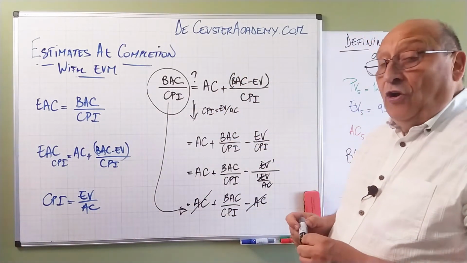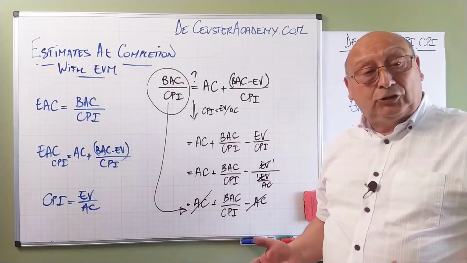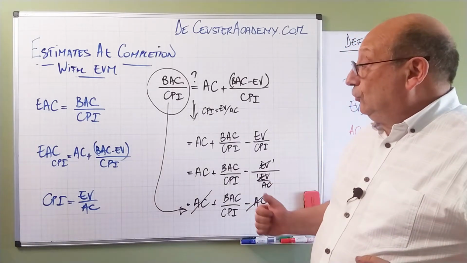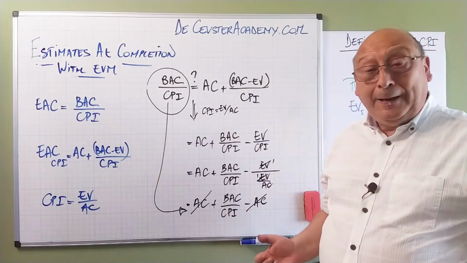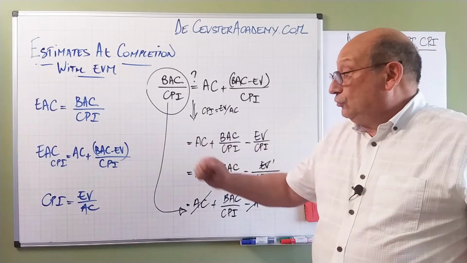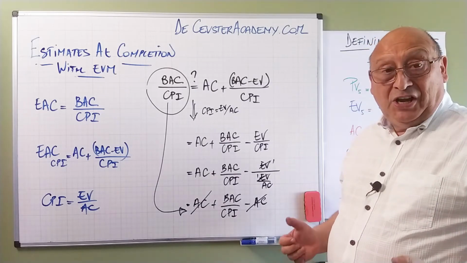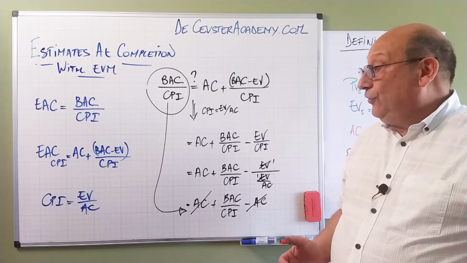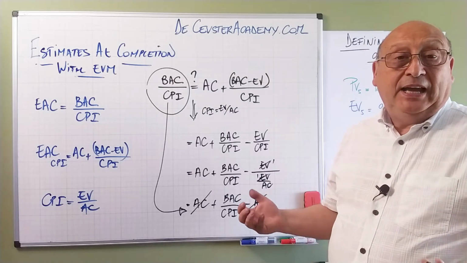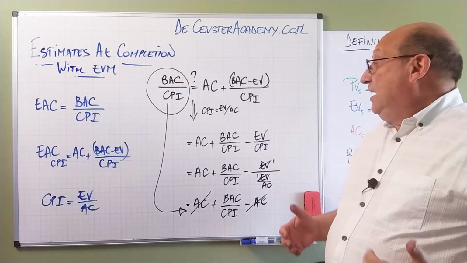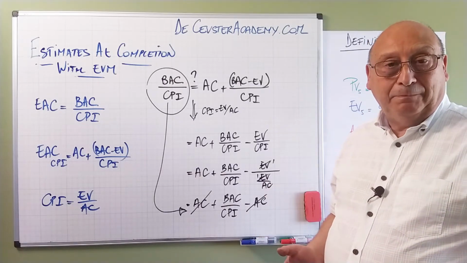So basically, for the estimate at completion with CPI, we have two formulas we can use. We can use the very simple formula, which is the BAC divided by the CPI, or we can use the more complex formula where we have AC plus the remaining value to earn divided by the CPI. So both formulas are equivalent, are basically the same, and you can, of course, use either one of them.